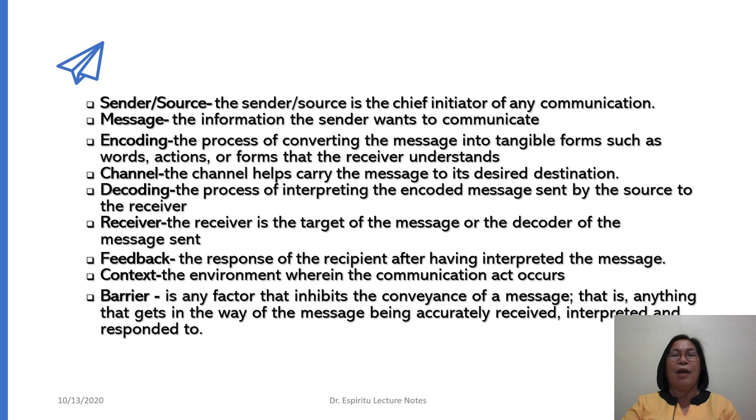Next, barrier. This is any factor that inhibits the conveyance of a message. That is anything that gets in the way of the message being accurately received, interpreted, and responded to. So what are the barriers? This could lead to misinterpretation. Like you might be expecting something else if you're the receiver, but the intention of the sender is different. Or it may be some noise around you, or it may be the internet connection, and so on. Okay, we will discuss that in detail later.